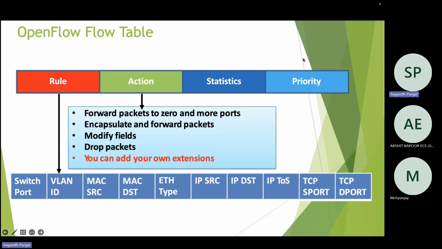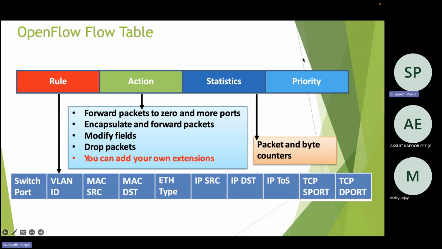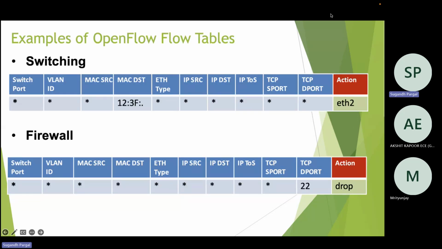Then comes the action, which allows forwarding packets to zero or more ports. It encapsulates and forwards the packets, then modifies the fields, or it can also drop the packet. Then statistics are the packet and byte counters which are implemented. And priority is the rule priority, that is which rule is given more priority if there are similar rules for, say, a single packet.